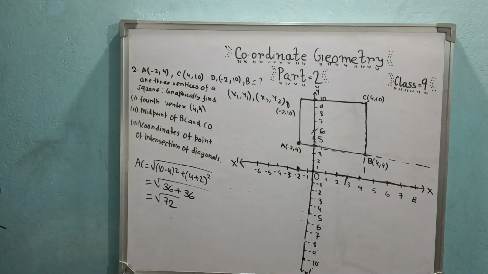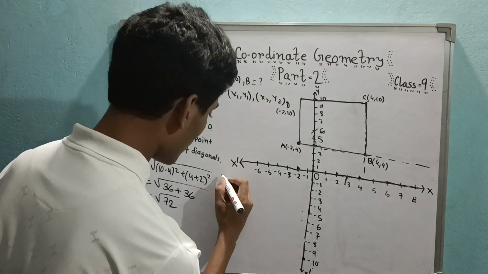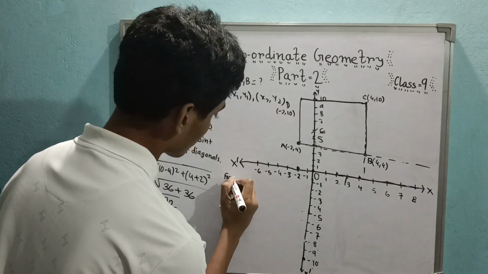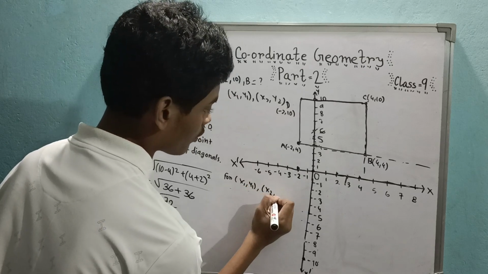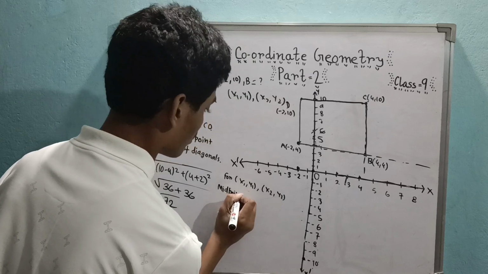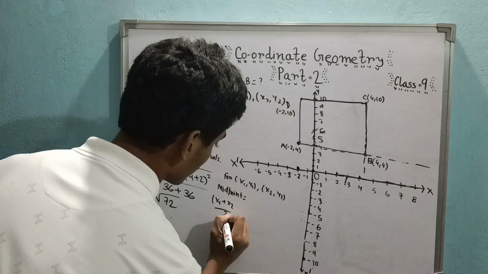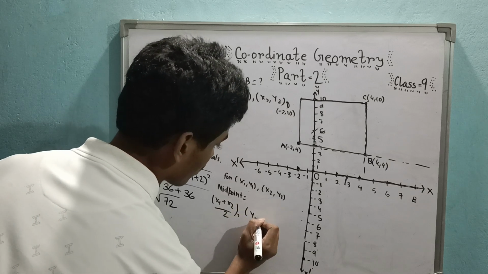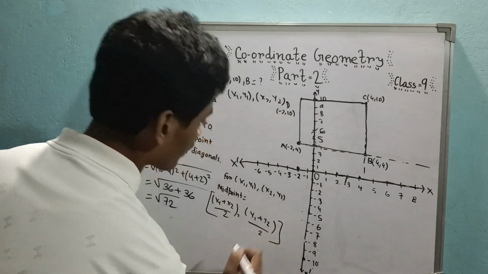Midpoint of BC and CD. So midpoint means what? You know the midpoint formula for x1, y1 and x2, y2. The midpoint is x1 plus x2 by 2, comma y1 plus y2 by 2. These will be the coordinates of the midpoint.